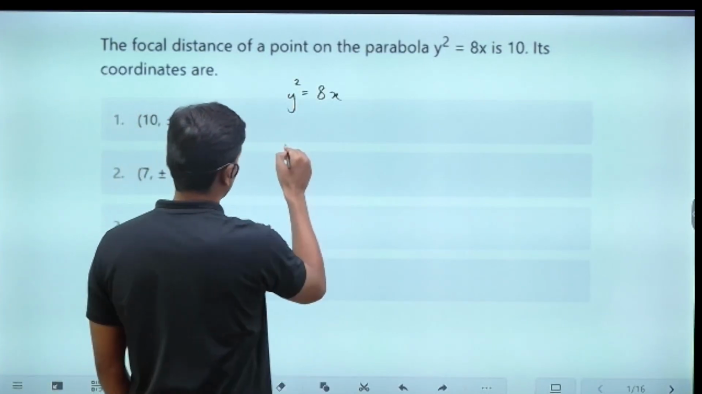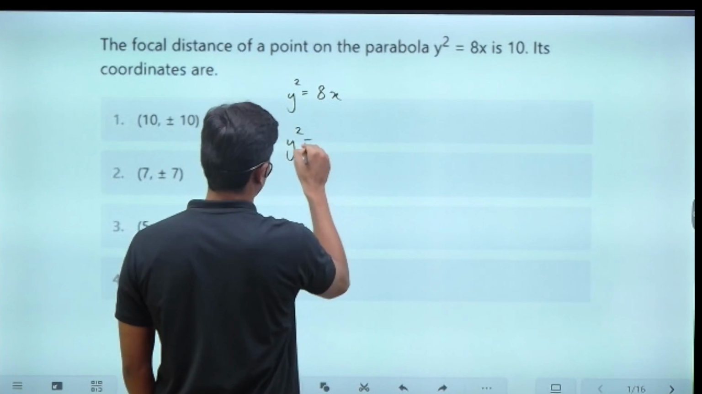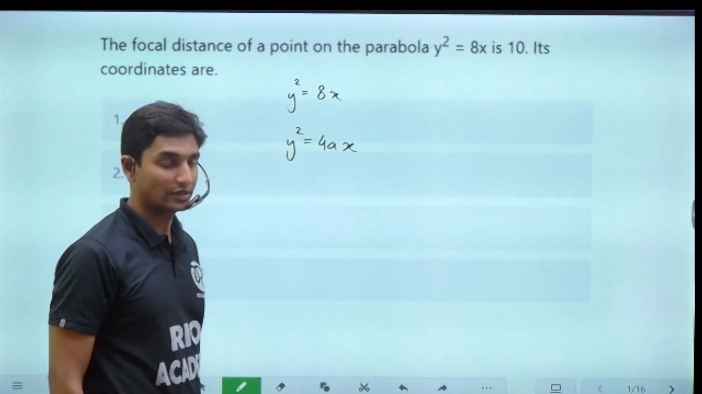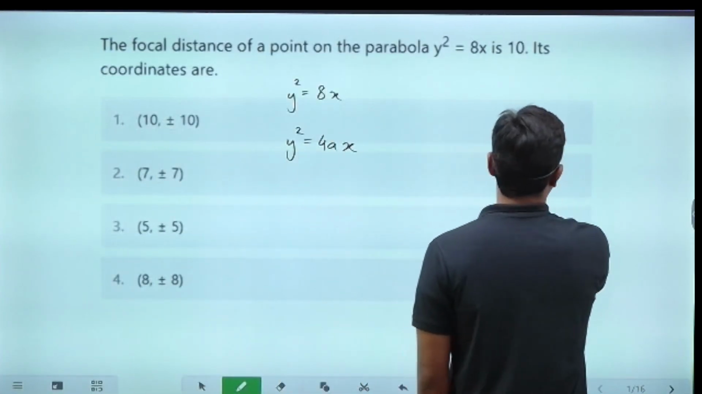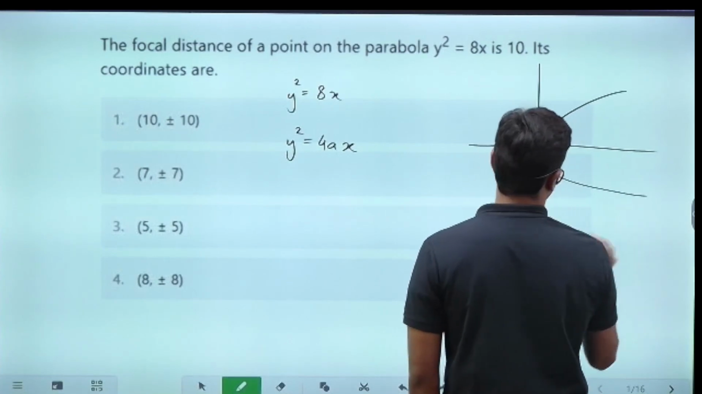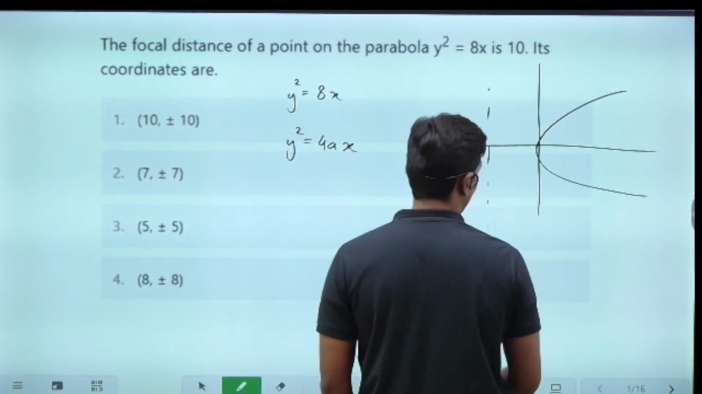Why? Because this is a standard equation, guys, y square is equals to 4ax. Correct? You are defining everything with the help of y here. So basically our parabola lies along the x-axis. So on a rough basis, if you want, you can consider this will be your parabola, and here you will have the directrix line.